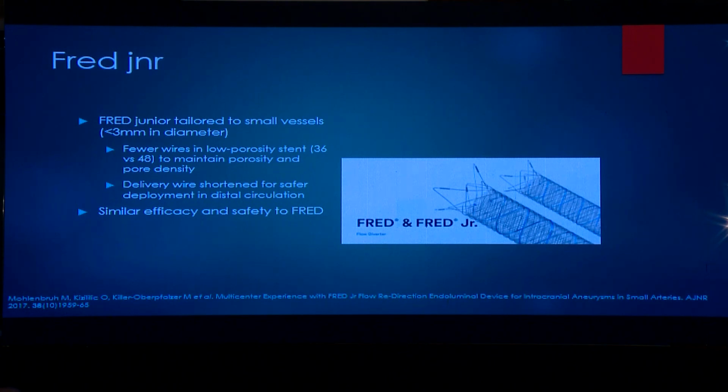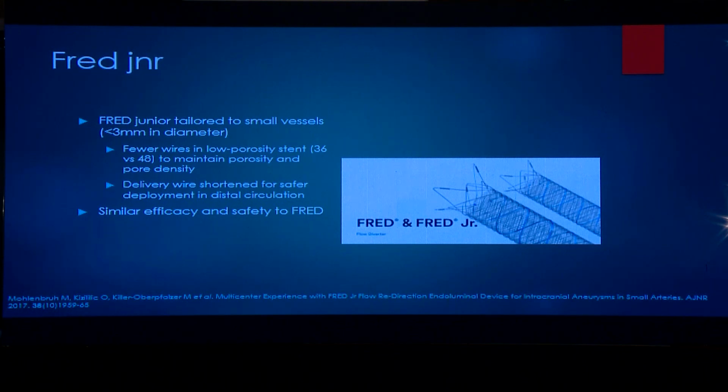Unfortunately, the efficacy was also not there to reward the efforts of the practitioners, and that's probably due to the alterations in metal surface area, porosity and pore density that comes from deploying an oversized device in a small vessel. And so FRED Junior was the first device specifically designed to address some of these limitations and allow flow diversion in smaller diameter, more peripheral circulations.